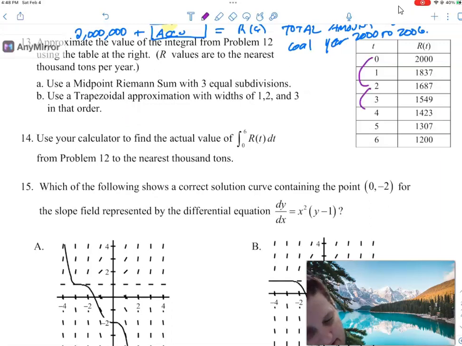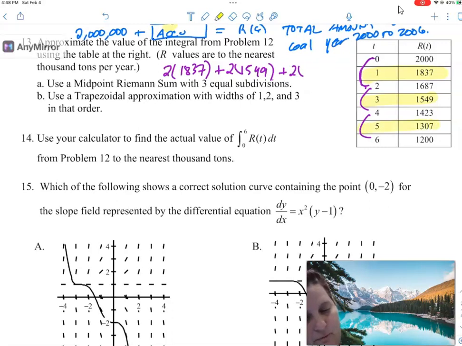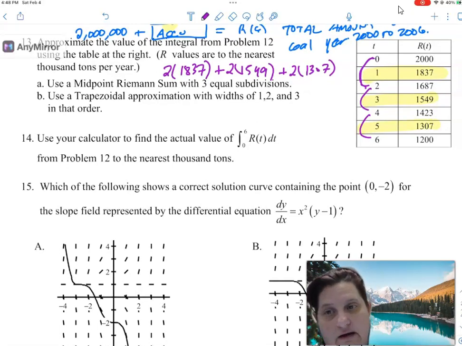So the midpoint sum goes that, that, that. So it's the base of this rectangle for midpoint. The base of that rectangle is 2, and the midpoint is at 1837. The base of that rectangle is 2, and the midpoint is 1549. And the base of that rectangle is 2, and the midpoint is 1307. And am I going to add all those up? No, because it didn't tell me to.